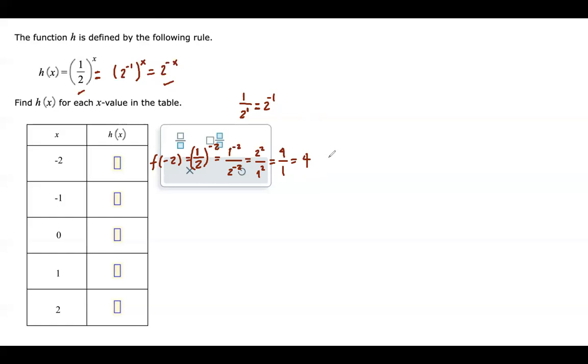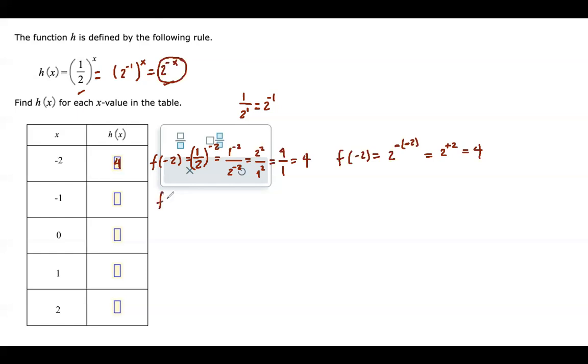Or if you do it considering this version of the function right here, you would end up having f of minus 2, and you already have 2 raised to the power of minus, and you're going to have to input a minus 2. So this will end up as 2 raised to the power of positive 2. So that is also a 4. So it's up to you. How do you want to do it? Just remember the laws of exponents.